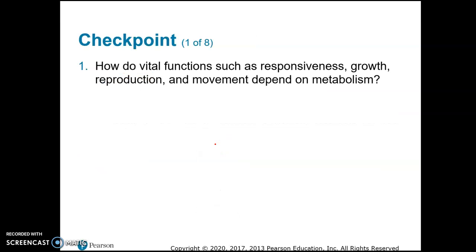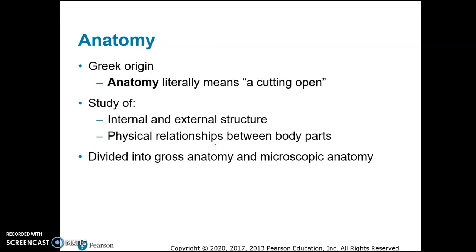There we go. Okay, so a checkpoint question. How do vital functions such as responsiveness, growth, reproduction, and movement depend on metabolism? Well, just a simple answer is they all require energy in the form of ATP, and that energy is produced through cellular respiration. And that's one of the main chemical reactions involved in our metabolism.